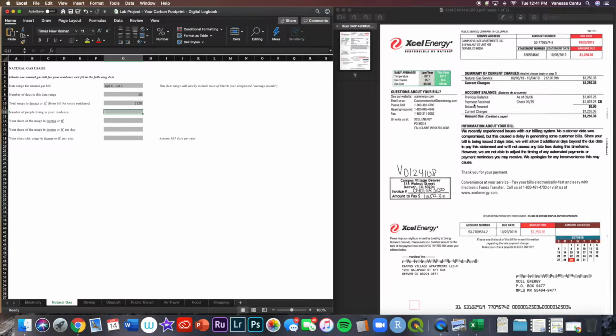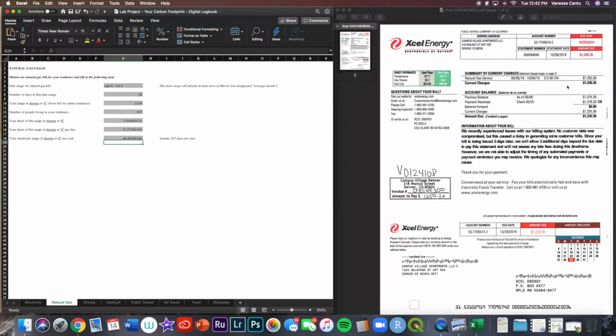Okay, so next, number of people living in your residence, 597. Your share of therms, again a calculation in Excel, is the total therms divided by the number of people living in your residence. Then your share of the usage in therms per day is this value divided by the number of days, and to get it per year, it's this value times 365. All right, so that is how you're going to be inputting this data.